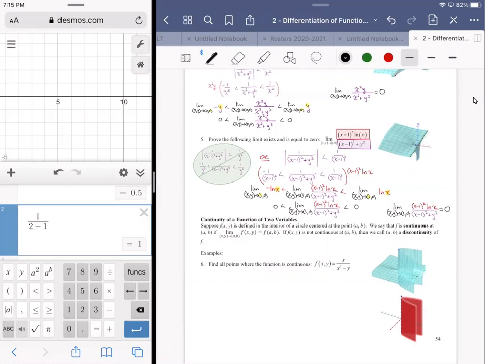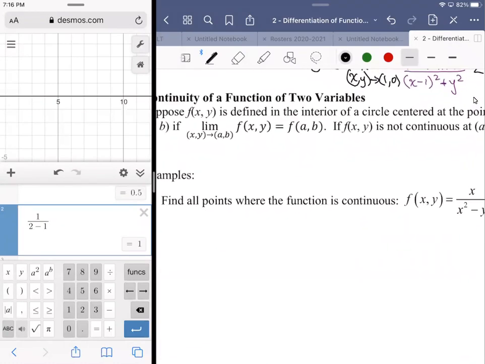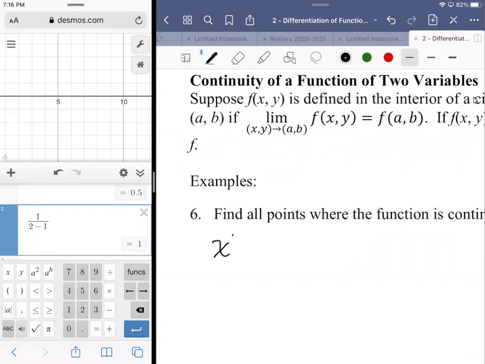Putting together concepts involving limits and domain gets us to the idea of continuity. So number 6, they're asking us to find all points where a function is continuous. What I would want to do first is determine if there are any points where the function is undefined. Or imaginary, but in this case, imaginary is irrelevant. So I have x squared minus y. I'm going to set that equal to 0, and when I solve, I get y equals x squared.